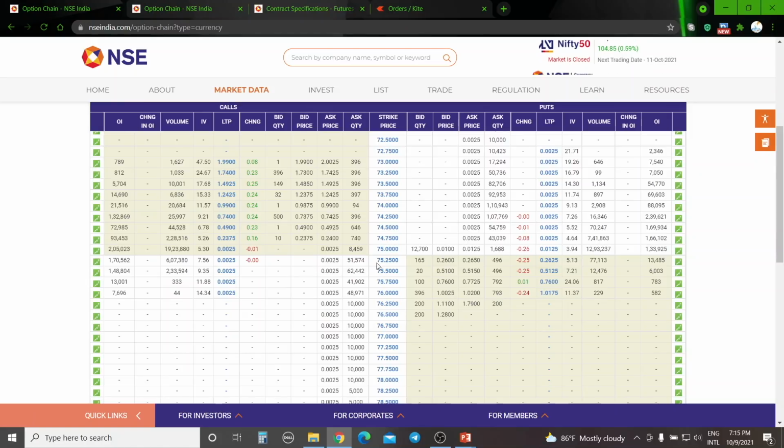But for the currencies, USD INR, it is at 25 paisa intervals. Just keep in mind that it is 25 paisa, meaning you can take only the strikes that are 25 paisa apart. Like for Nifty it is 50 and for Bank Nifty it is 100. Same way for the USD INR it is 25 paisa difference.